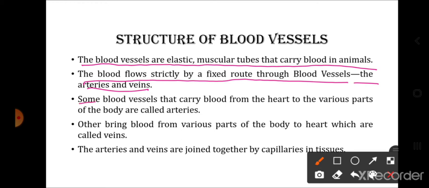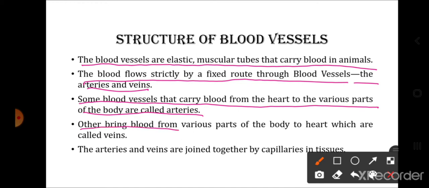Blood vessels that carry the blood from the heart to various parts of the body are called arteries. So what are arteries? They are the blood vessels which carry the blood from the heart to the various parts of the body. यानी जो blood vessels blood को हार्ट से दूर लेकर जाते हैं, दूसरे organs में लेकर जाते हैं, they are called arteries.